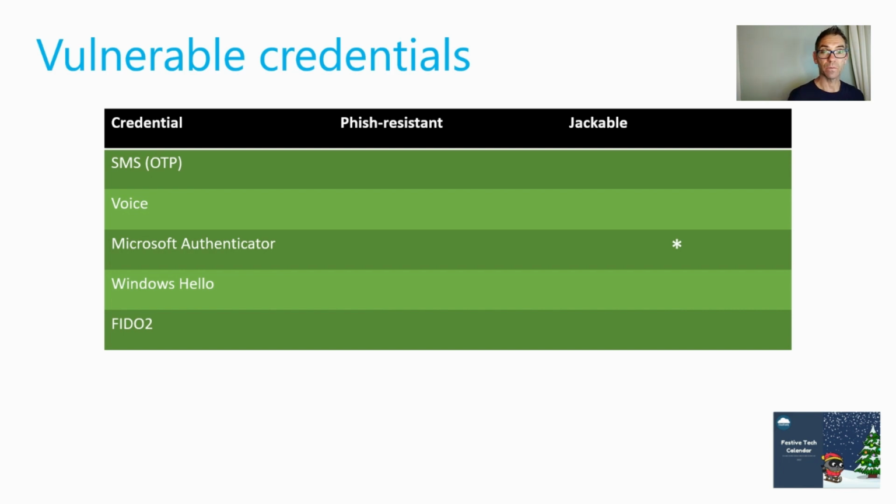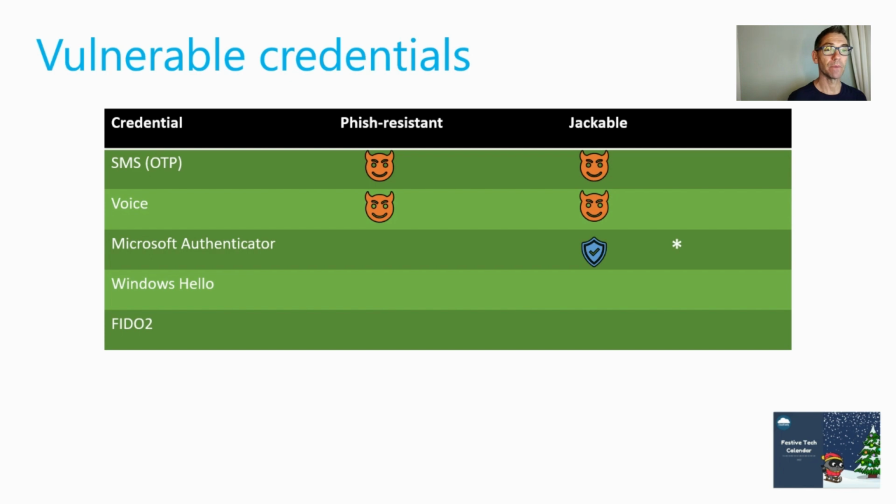So we've got SMS one-time pins. Now we know that it is on a channel that is highly jackable, so it's not good, and also it's not phish resistant. So hence the little orange face. The next one is voice, because it runs on the same channel, mobile operators. We can't trust that channel, so it is jackable, and it's not phish resistant.